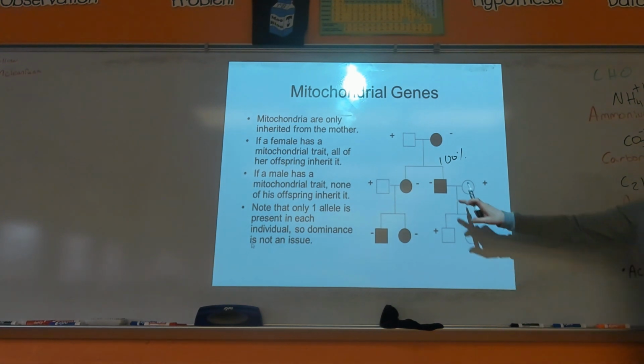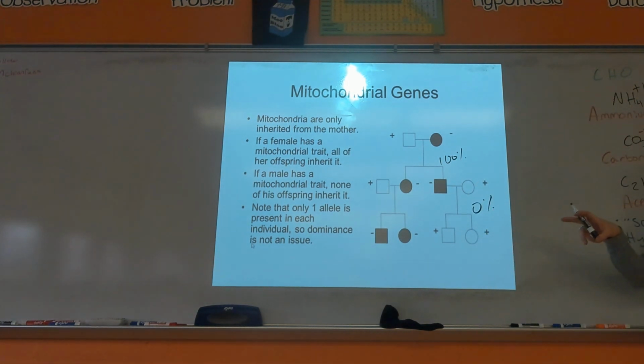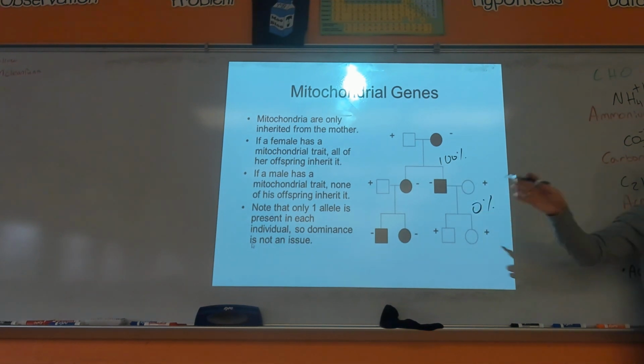Second important point is if a male inherits a mitochondrial gene, 0% of his offspring will have that. So why is that? All of his faulty mitochondria don't get into the egg, right? Only this. So the female right here, she's the one passing on the mitochondrial DNA.